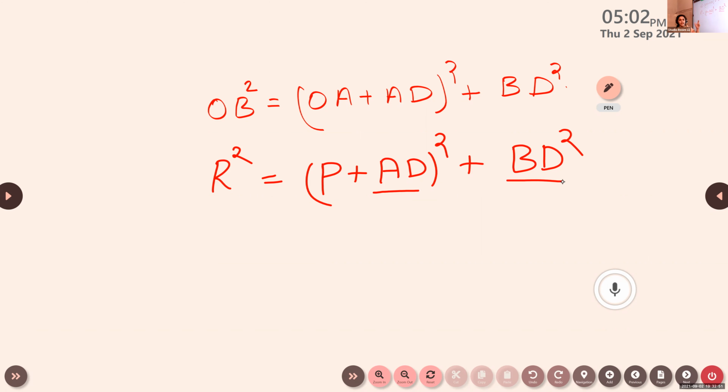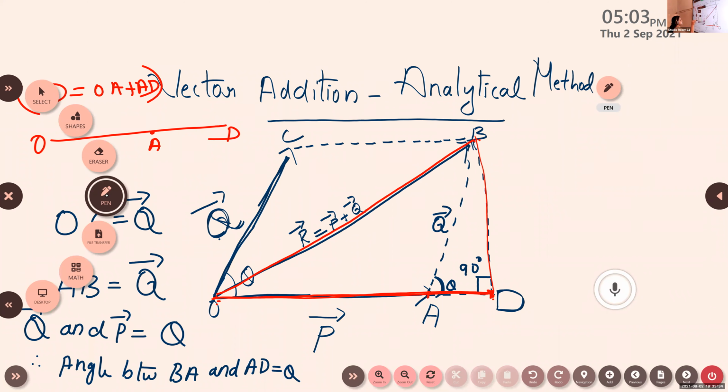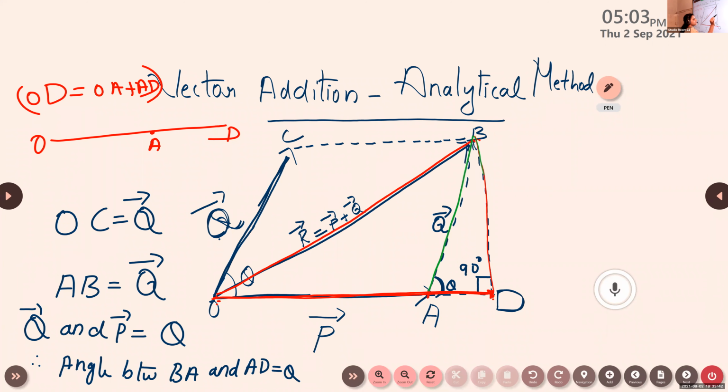In order to find the value for AD and BD, consider the triangle ABD. We consider this small triangle in order to find the values for AD and BD. I will mark it with another color. Consider the triangle ABD, this one.